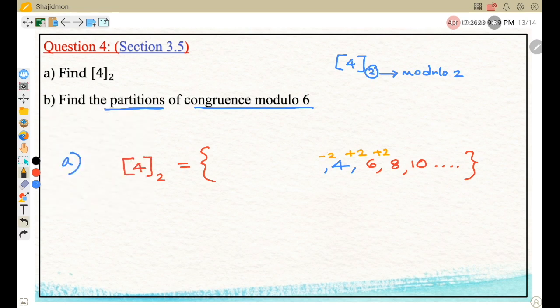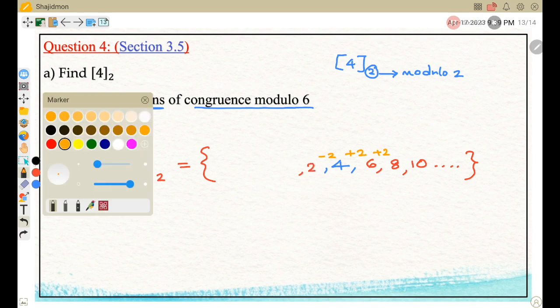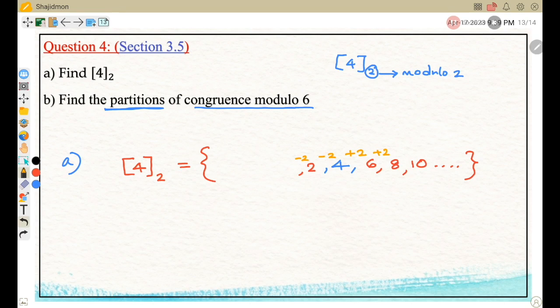So 4 minus 2 is 2. Then again subtracting 2, 2 minus 2 means 0, again subtract 2, 0 minus 2 is minus 2, and like this it continues. So this is the equivalence class of the number 4 under the congruence modulo 2 operation. Hope you understood what we are doing.